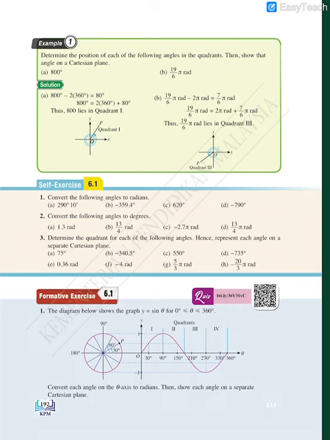Next, let's try example 1 here. Determine the position of each of the following angles in the quadrant, then show that angle on a Cartesian plane. So it wants us to determine the position of the angle in the quadrant, then show the angle on the Cartesian plane. Looking here, we have an angle of 800, which is more than 360. So how do we know which quadrant this 800 angle is in, and how do we draw it on the Cartesian plane?